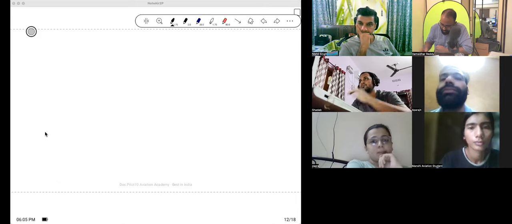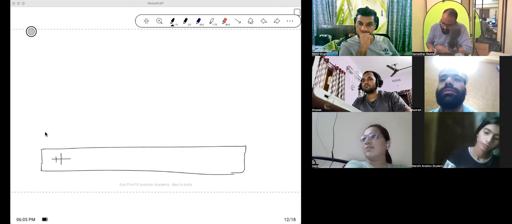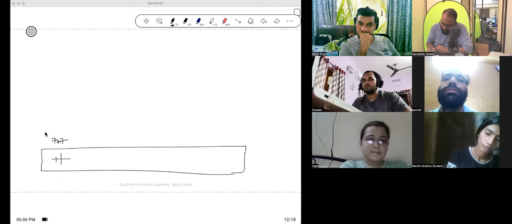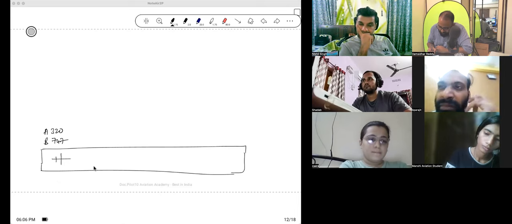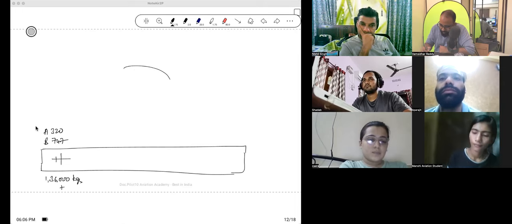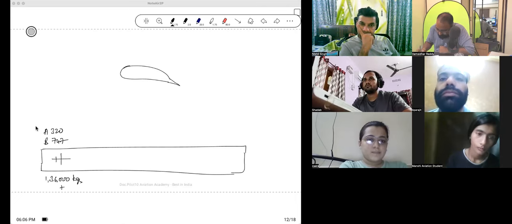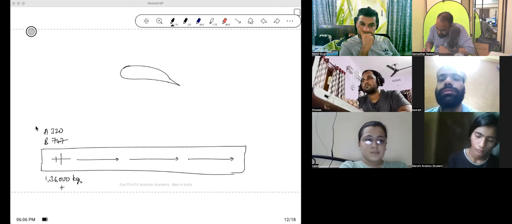Take a 747, A320, correct? Approximate weight 136,000 kgs and more than that. Now, after some time, I'll be explaining Bernoulli's theorem, where this wing, this aircraft, by accelerating forwards, just around 3000 feet of runway, will take off in air.